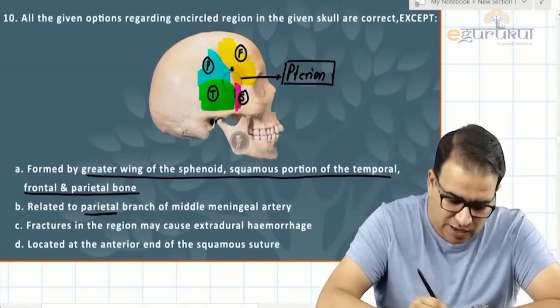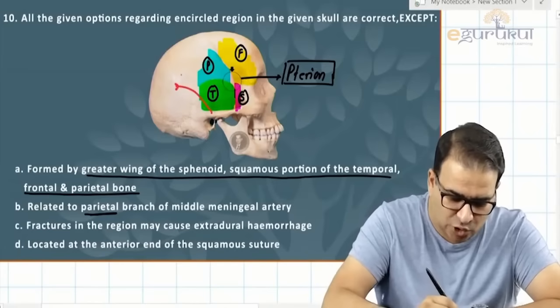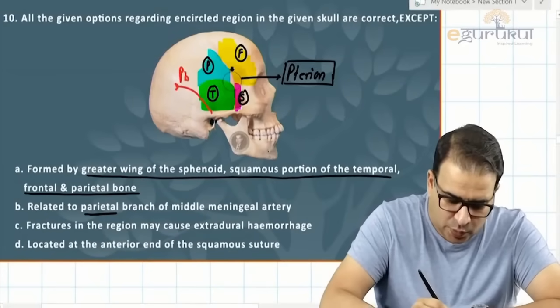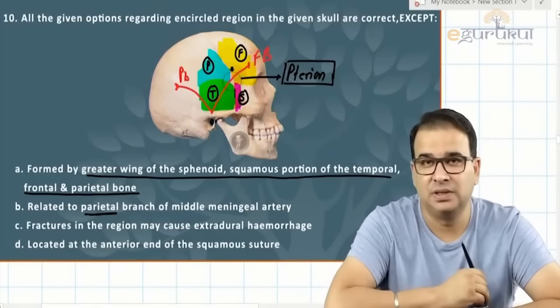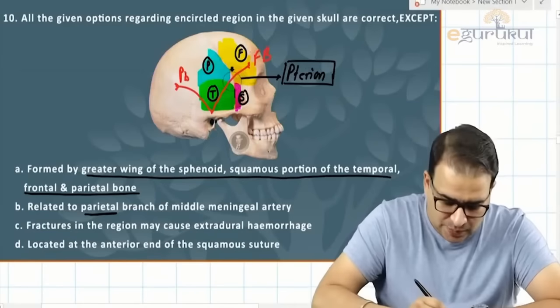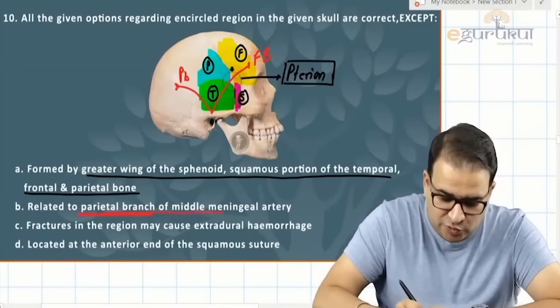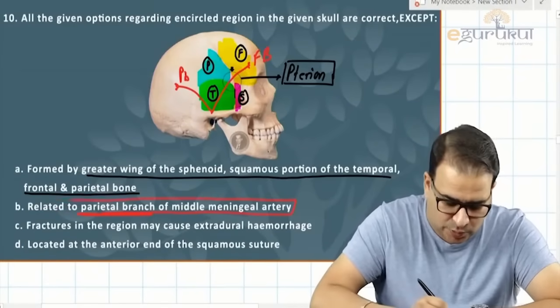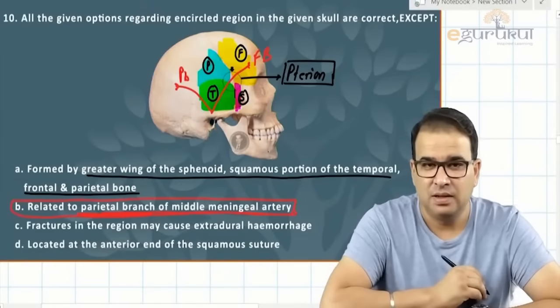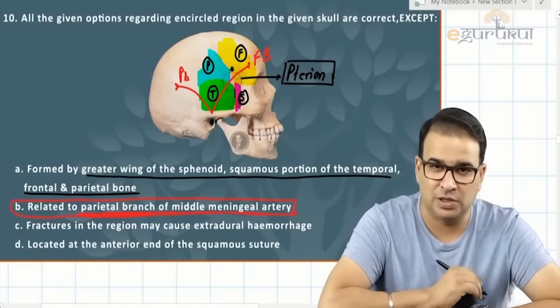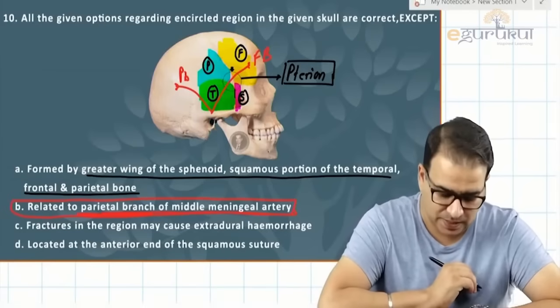One branch of the middle meningeal artery goes posteriorly, and this is called the parietal branch. The other branch goes to the pterion here, and this is called the frontal branch. So it's not the parietal branch, guys, it is the frontal branch of the middle meningeal artery which is related to this point, the pterion, and that's why this is the answer to this question. It is incorrect. It's not the parietal branch, it's the frontal branch of the middle meningeal artery.